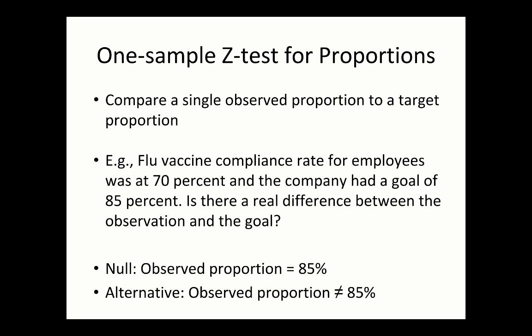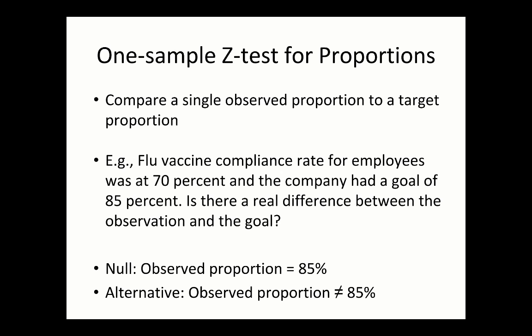If we use our example of a hospital that has a flu vaccine compliance rate for employees at 70% and the company has a goal of 85%, we might want to ask, is there a real difference between the observation of 70% and the goal of 85%? The one-sample z-test is appropriate in this situation. We only have one group that we are comparing to a standard or known value. The one group are the employees and vaccination rate, and the known is the goal rate of vaccinations.